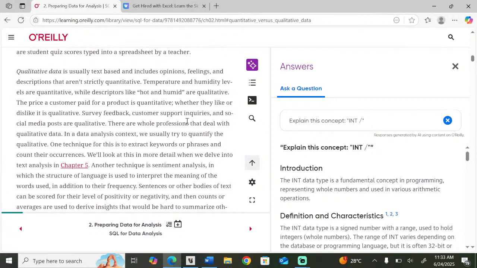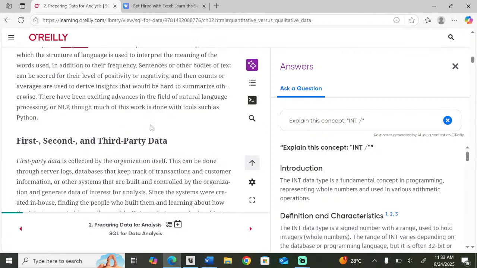Survey feedback, customer support inquiries, and social media posts are qualitative. So I think these are not even important, as you can see there.